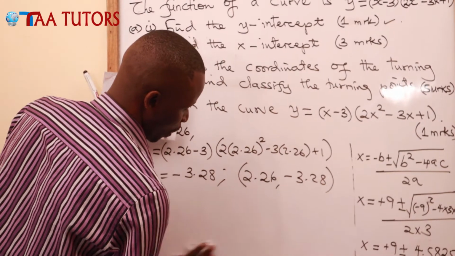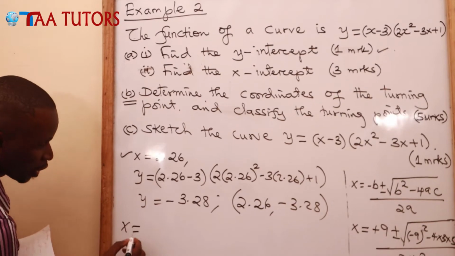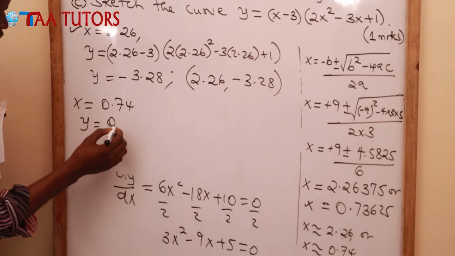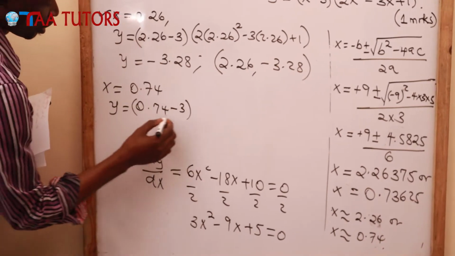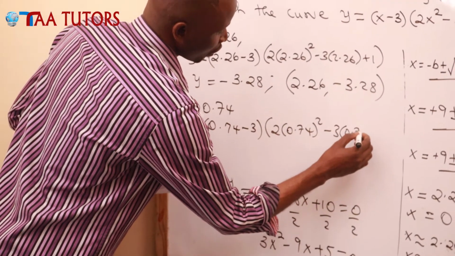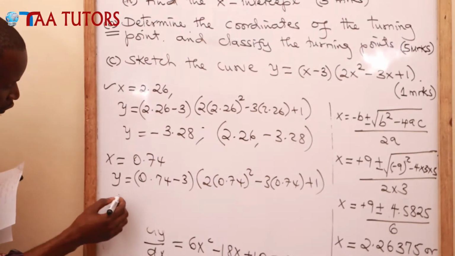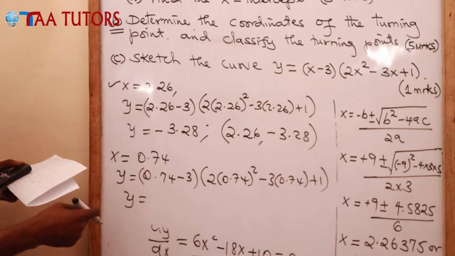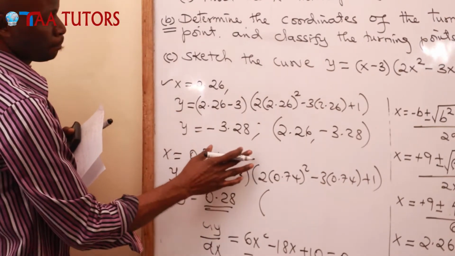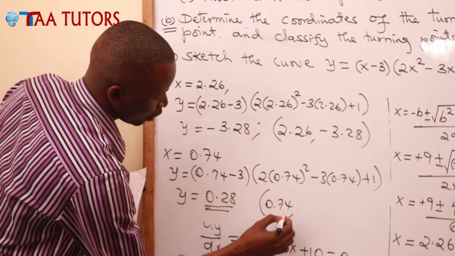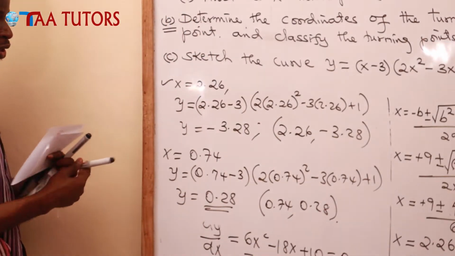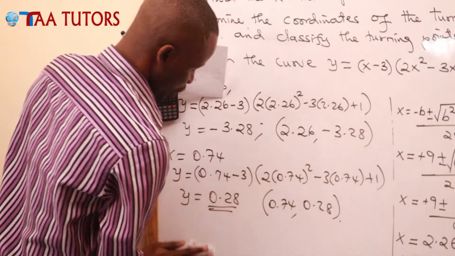Let's go for the other coordinate. If x is 0.74, then y should be 0.74 minus 3 into 2 times 0.74 squared minus 3 times 0.74 plus 1. Viewers, if you do this, we will get 0.28 as the value of y, and therefore the coordinate will be 0.74, 0.28. So we have got our turning points, but we don't know which one is minimum and which one is maximum.